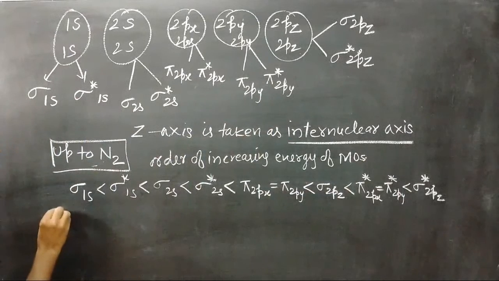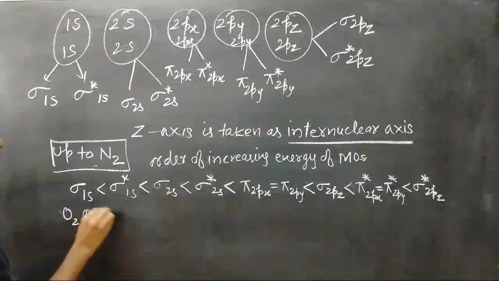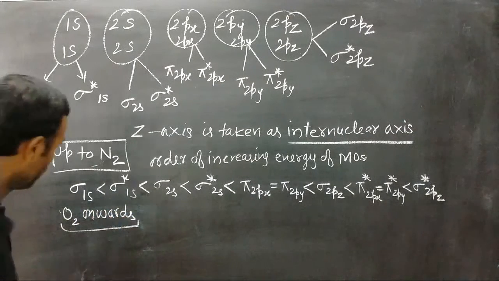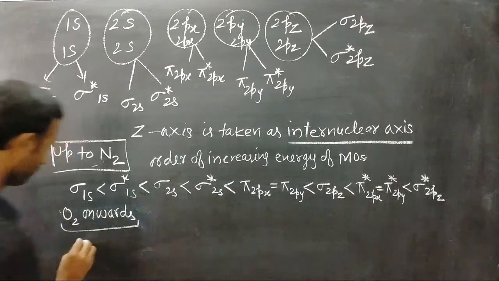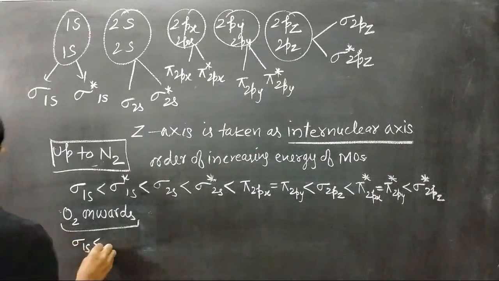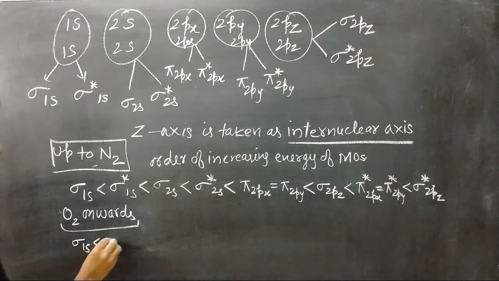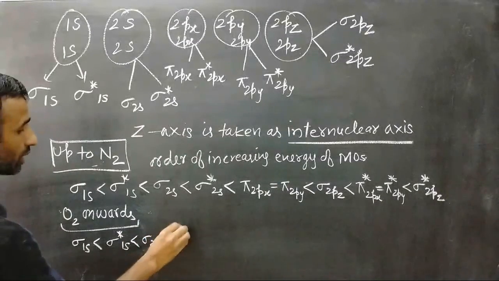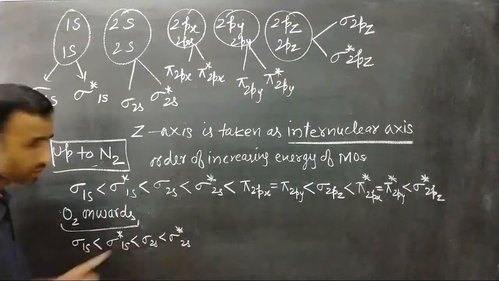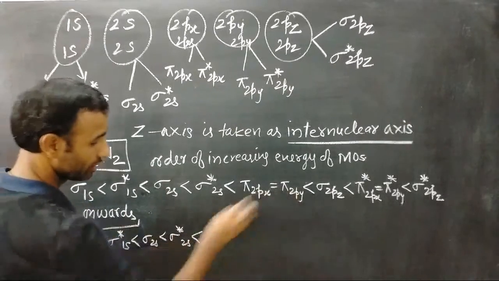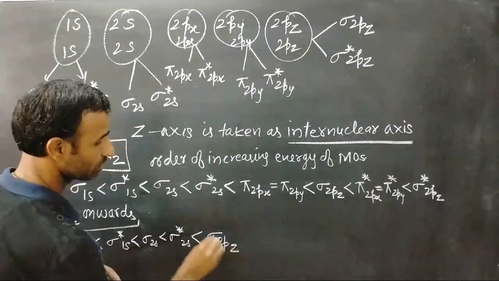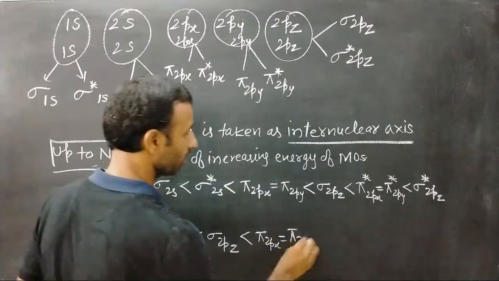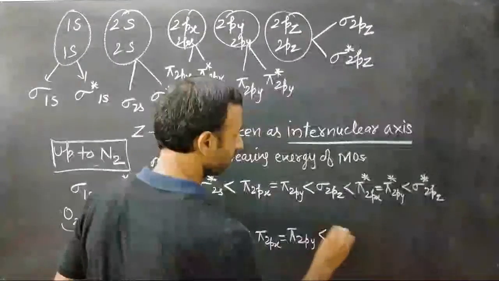And from O2 onwards, O2, F2 and Ne2, the order is again sigma 1s, sigma star 1s, sigma 2s, sigma star 2s. Up to this it is the same, but here sigma 2pz is before pi 2px and pi 2py. Only this is the change. Rest is the same.